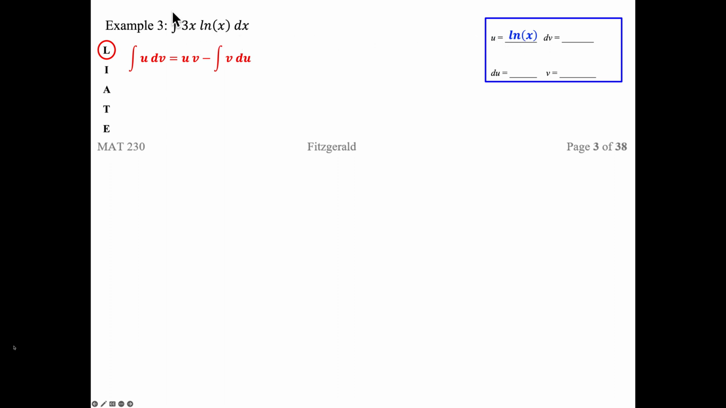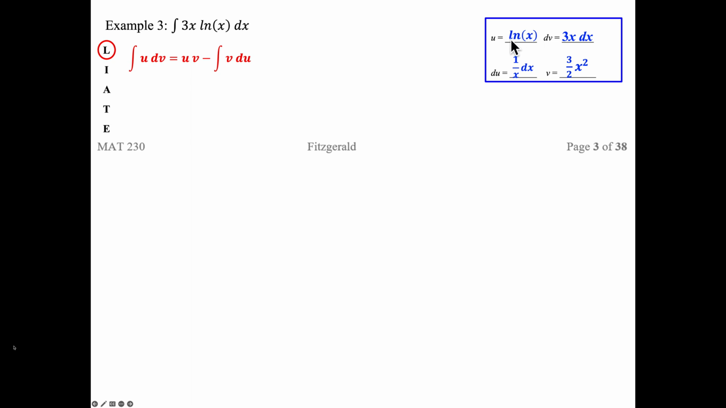Again, 3 you could factor out to the front, or I chose this time to leave it in there just so you can see it doesn't matter whether you factor out or not, you would still get the same answer. That's my dv. So now take the derivative of the natural log of x, that will be 1 over x dx. And then if we integrate 3x, that will be 3x squared divided by 2, or 3/2 x squared.